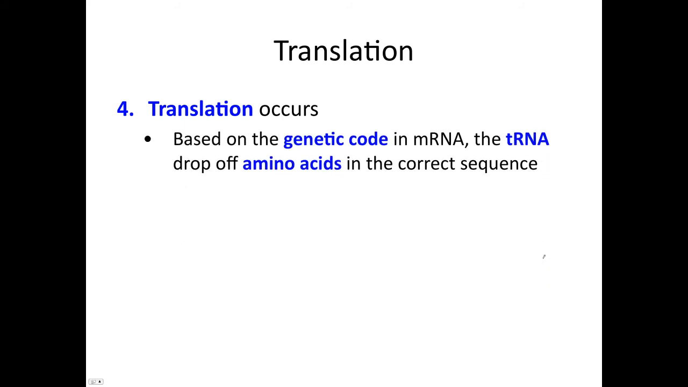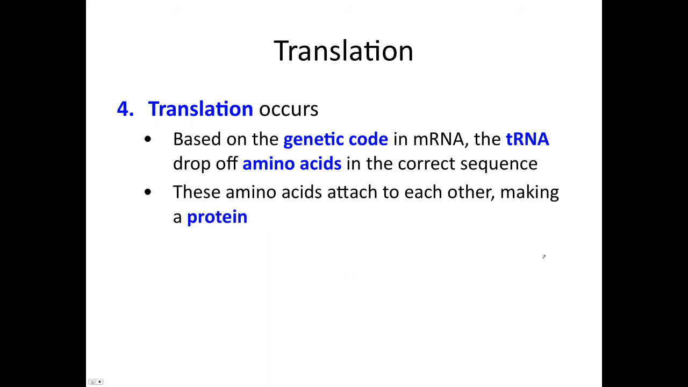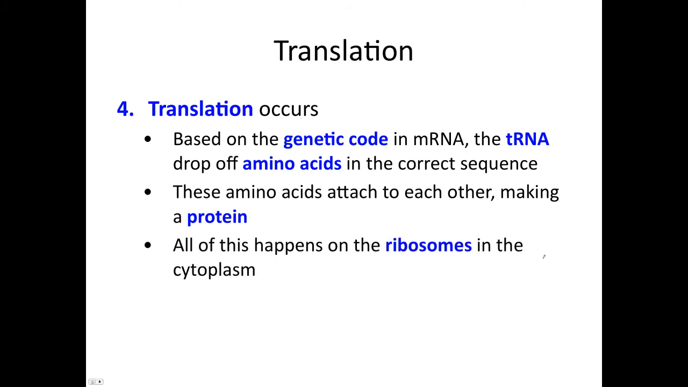Now, translation is all about how we decode those three-letter codons. We're translating the code from letters or nucleotides to amino acids. It's based on that code, those three letters, which tRNA is going to drop which amino acids. These amino acids are going to attach to each other. They're going to keep going, three letters, each an amino acid connecting to make a protein. All of this is happening in the ribosomes. Remember, ribosomes are where proteins are being made. So this is the actual process of how ribosomes make proteins.